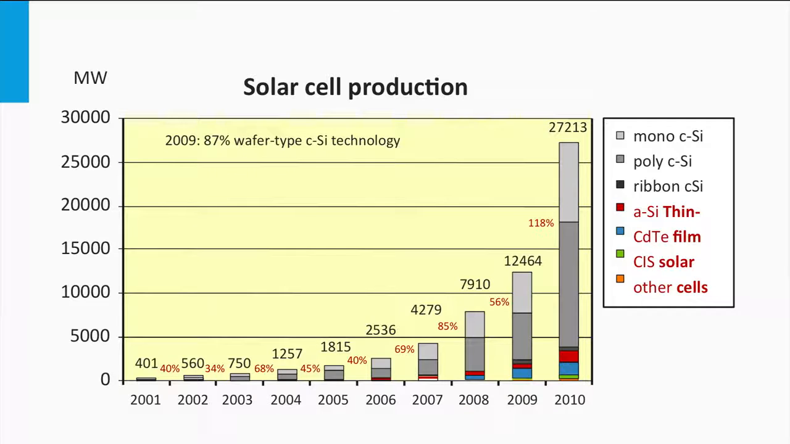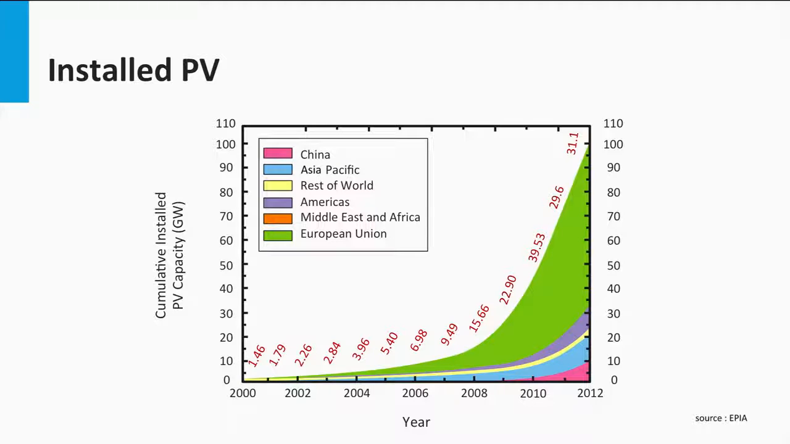remaining 10%. The next graph shows the worldwide cumulative installed PV power, which is exponentially increasing in time as well. The different colors reflect the different regions in the world. The green area corresponds to Europe, which shows that the far majority of PV systems are installed in Europe.